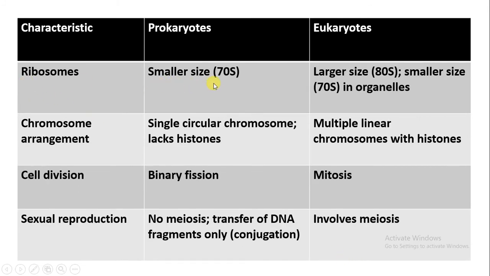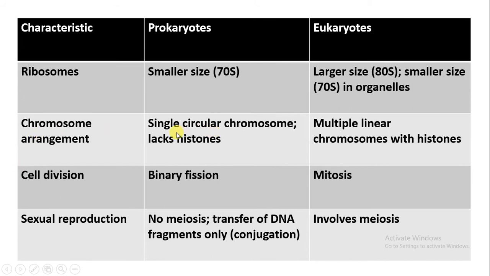Ribosome. In the prokaryotes, the ribosome is of 70S type, and in eukaryotes, the ribosome is of 80S type. But when we talk about the organelles like the chloroplast and mitochondria, the ribosome inside is of 70S type, like that of the bacterial origin, like that of the prokaryotic origin.